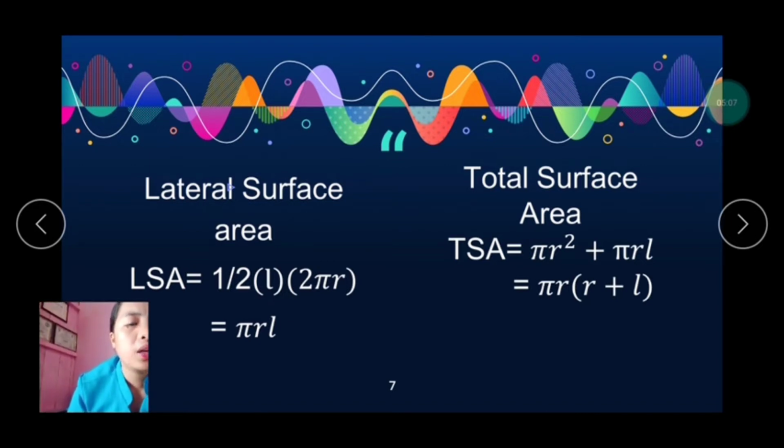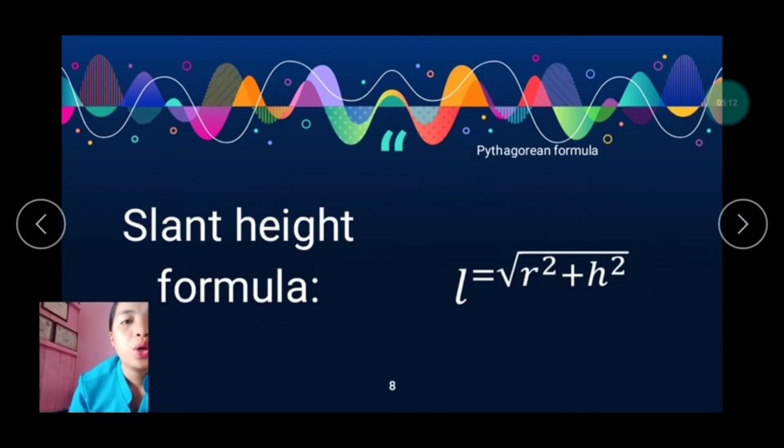Next, paano pag wala tayong slant height? Kailangan, anong gagawin natin? We have to use, it's all the same with pyramid, ang Pythagorean theorem. So, what is the formula of the Pythagorean theorem? C squared is equal to A squared plus B squared. So, sa cone naman, L is equal to the square root of R squared plus H squared.